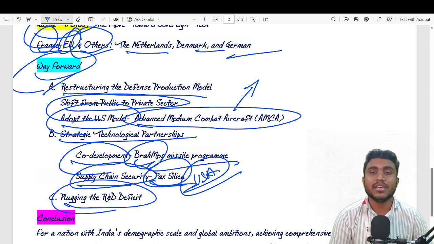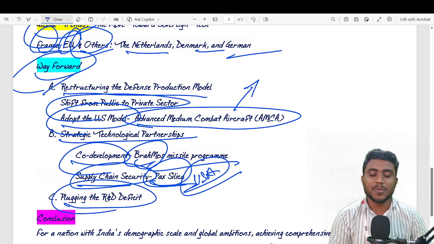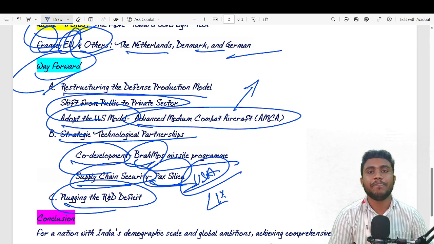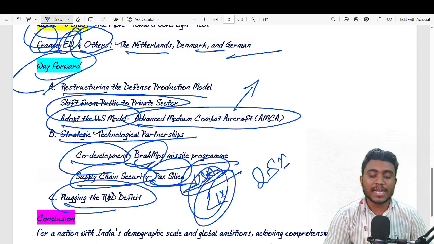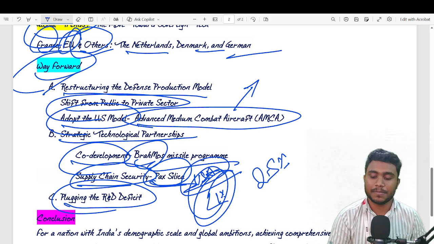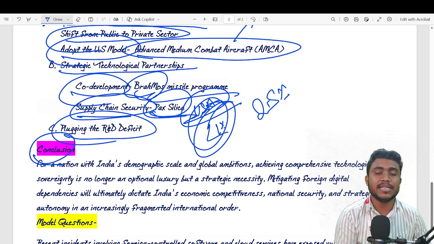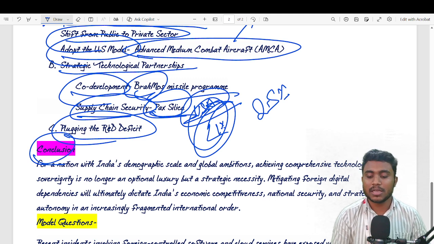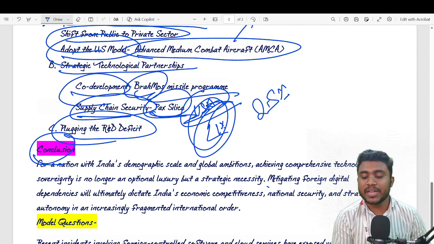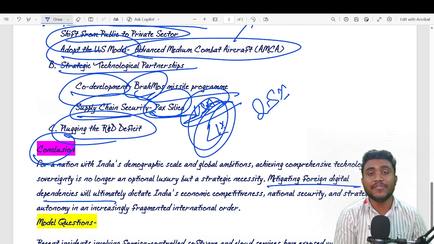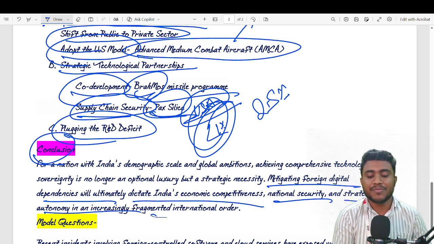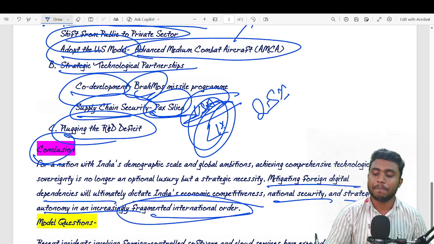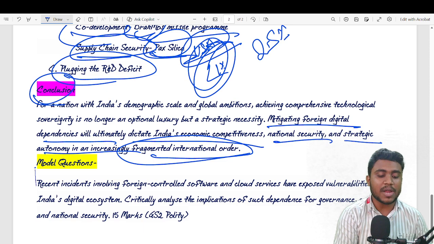Then plugging the R&D deficit, which is still less than 1% of GDP, while the global figure is above 2.5% of GDP. So we will have to work on this lag. Then conclusions. There is a readymade conclusion for our answer writing. What they said: mitigating foreign digital dependencies will definitely dictate India's economic competitiveness, national security, and strategic autonomy in increasingly fragmented international orders.